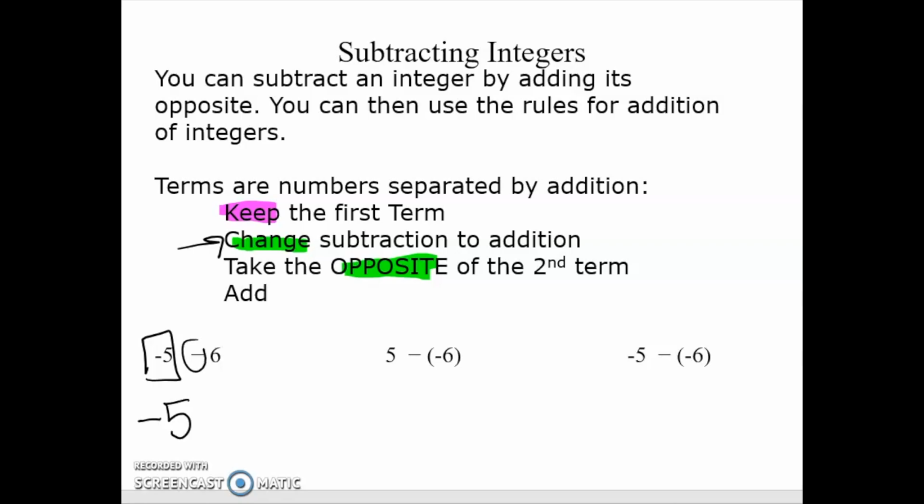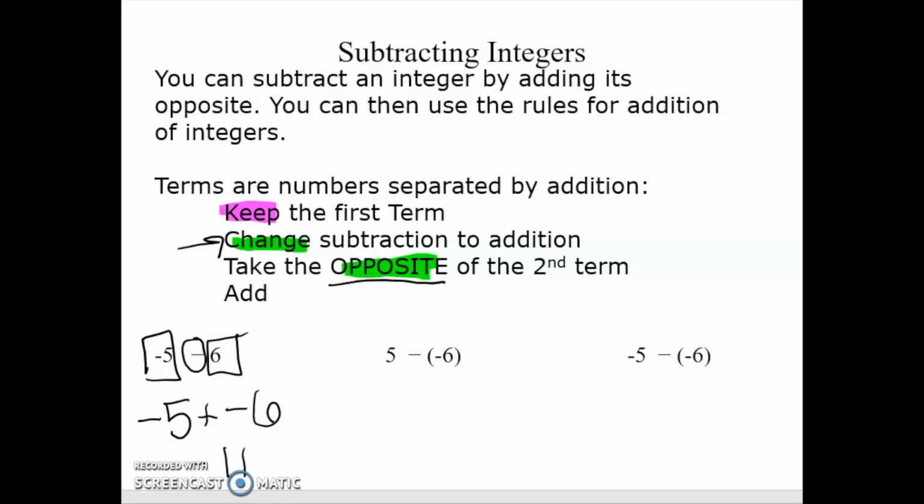Then we would change the sign. So we see a subtraction sign, we're going to change that to addition. We're going to be changing all of our subtraction problems to addition. Then we would take the opposite of the second number. So the opposite of positive 6 is negative 6. Now we're right back to the lesson we previously did on addition. They have the same signs. We keep the sign and we add.